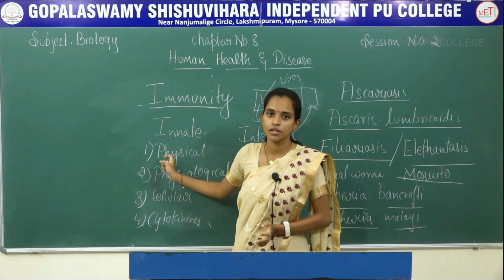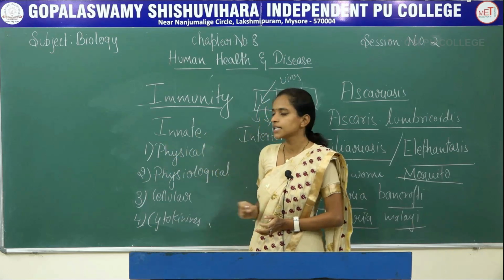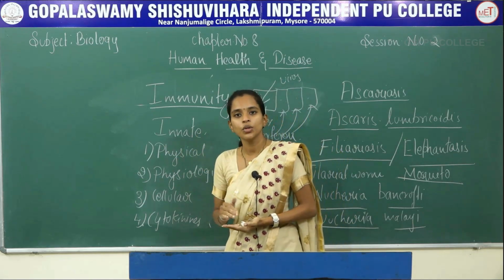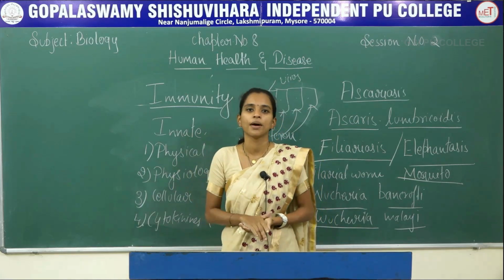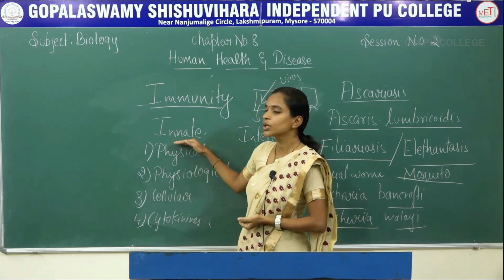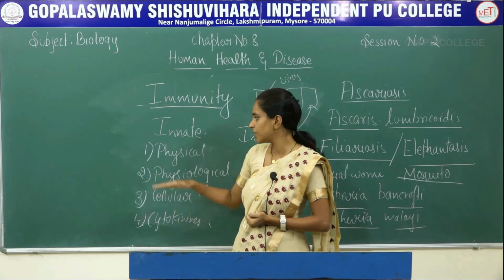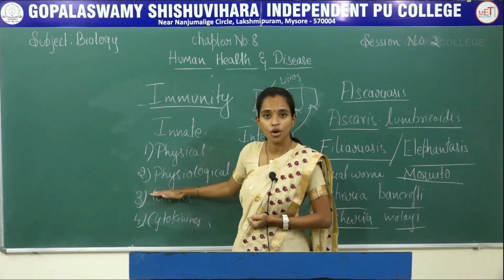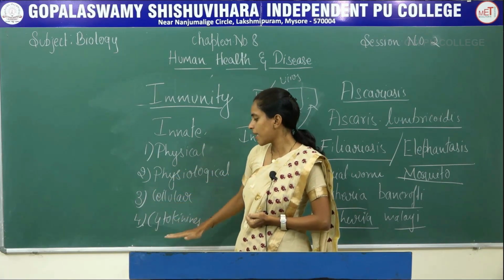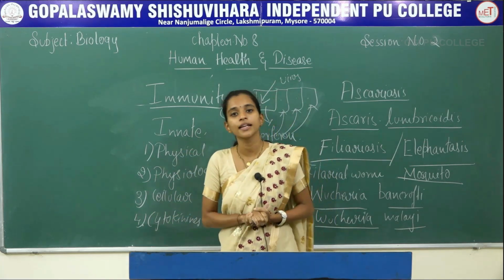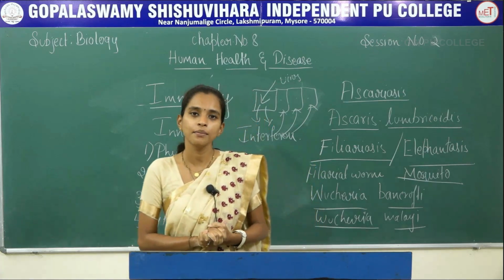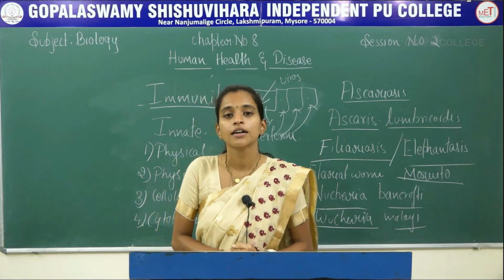A very important 3 or 5 mark question. Innate means immunity with which we are inherited, that is got from our parents. They include different forms of barriers, that will be physical barrier, physiological barrier, cellular barrier and cytokinins. When it comes to physical barrier, it includes the skin and mucus present in the GI tract.